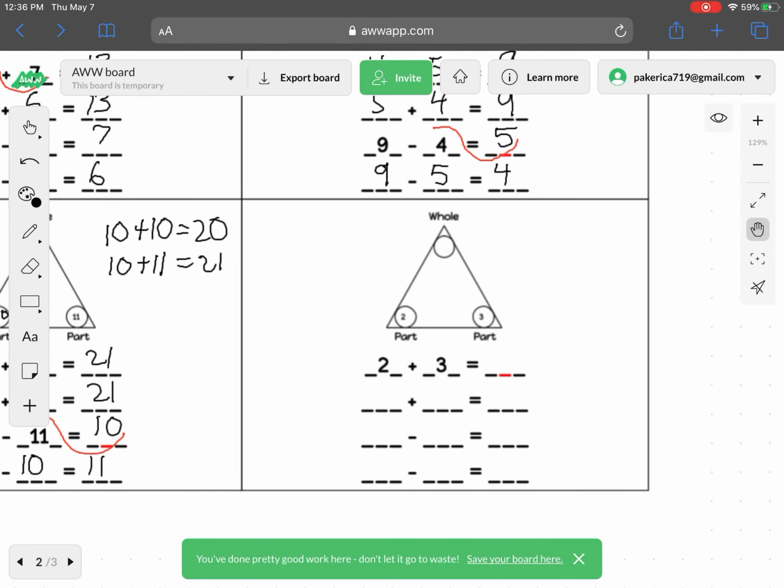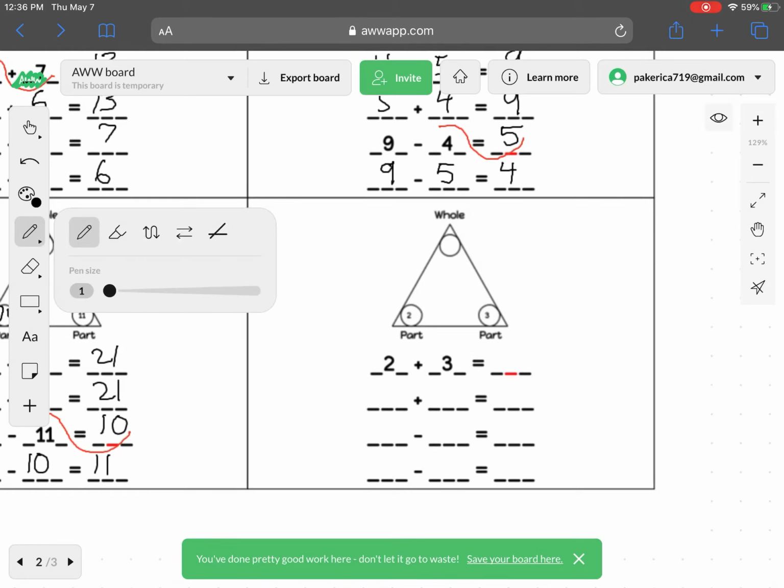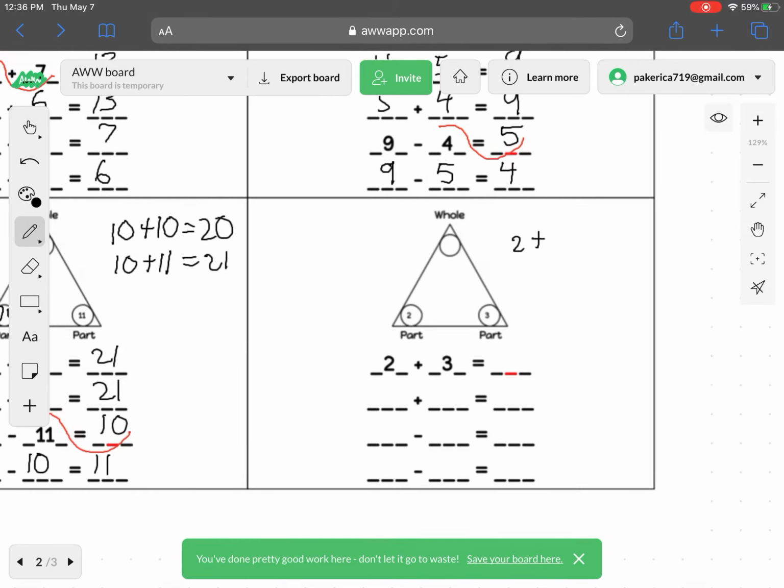Remember, we're trying to think about a doubles fact that can help us solve quickly. So my new equation is going to be 2 plus 3 equals something. I notice that these are my two parts, so I'm looking for the whole. The doubles fact that I know that can quickly help me solve this is 2 plus 2. So I'm going to write that. 2 plus 2 equals 4. And 3 is 1 more than 2, so I know 2 plus 3 equals 5. My missing number was 5, so let's add that to our diagram.